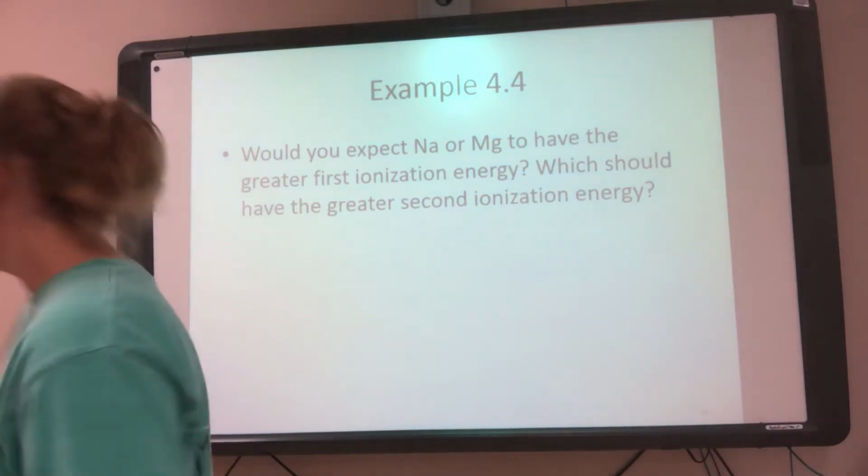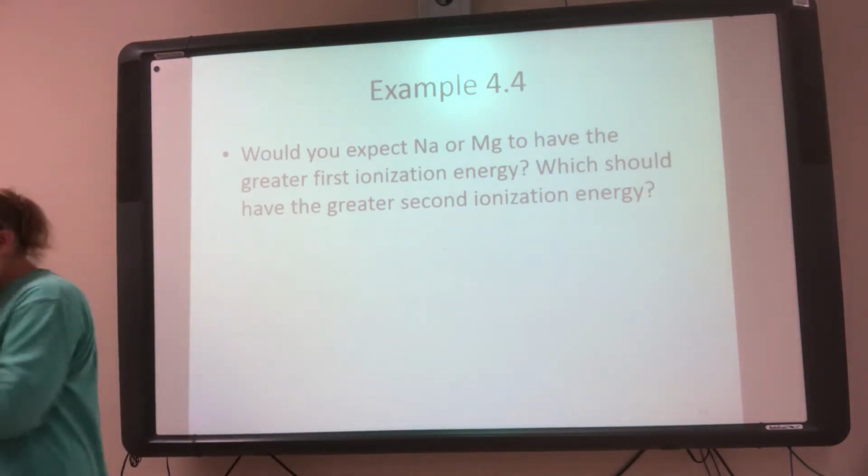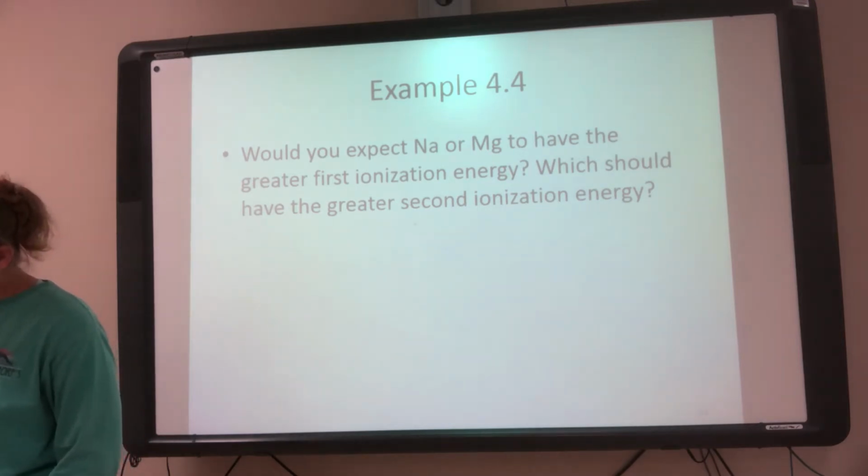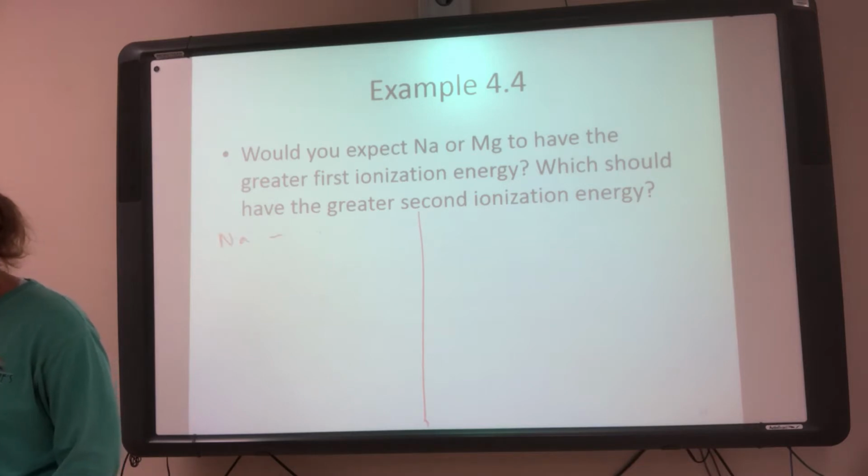All right, so let's work out this problem. Would you expect sodium or magnesium to have the greater first ionization energy? And which should have the greater second? So it's a two-part problem. The first part is saying Na compared to Mg, and I want to know about the first ionization energy. The second one is Na compared to Mg, and I want to know about the second ionization energy.